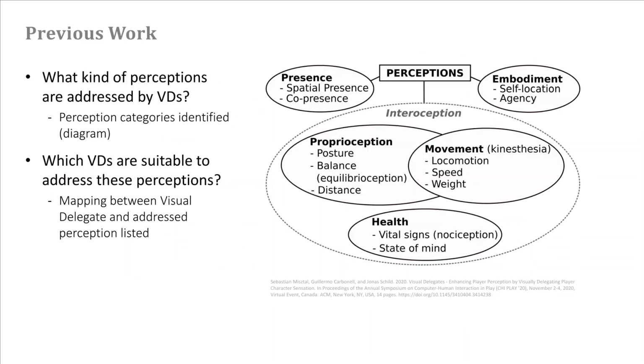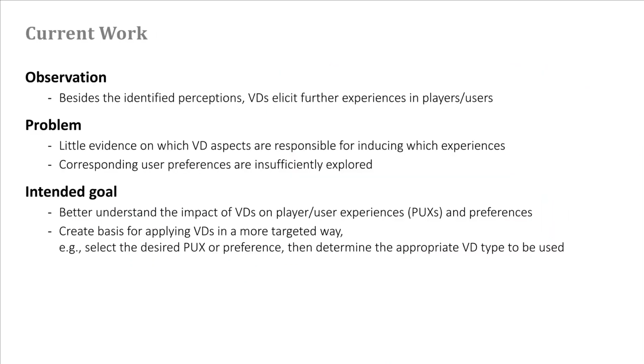In a previous work, we analyzed which types of perceptions are visually delegated in video games. We categorized the identified perceptions shown in the diagram. Furthermore, we created a mapping between visual delegates and associated perceptions we detected. During this analysis, we noticed that visual delegates can also elicit other types of experiences in players and users. The problem, however, is that there is little evidence about which specific aspects of visual delegates are responsible for eliciting these experiences. The preferences that players and users have regarding the use of visual delegates are also insufficiently explored.